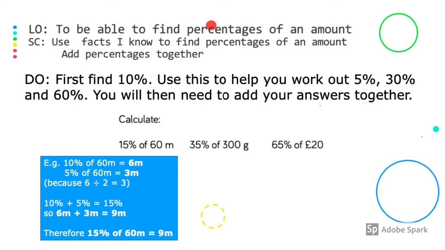Remember that once you have partitioned your percentages, you do need to add your values together, just like I did in the first one. Pause the video now so that you can have a go at this question yourself. If you get stuck, rewind the video and watch how I worked out 15% of 60 metres.